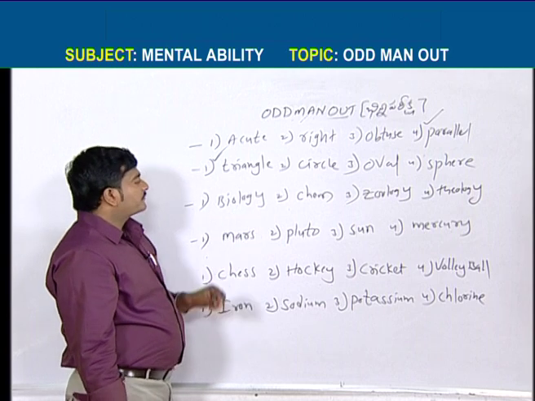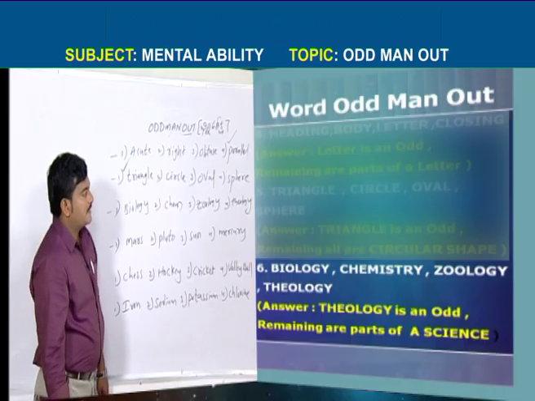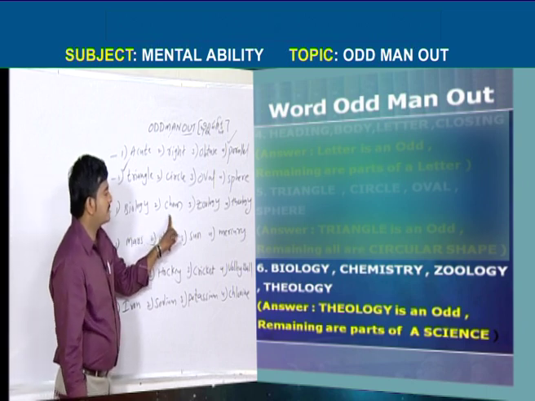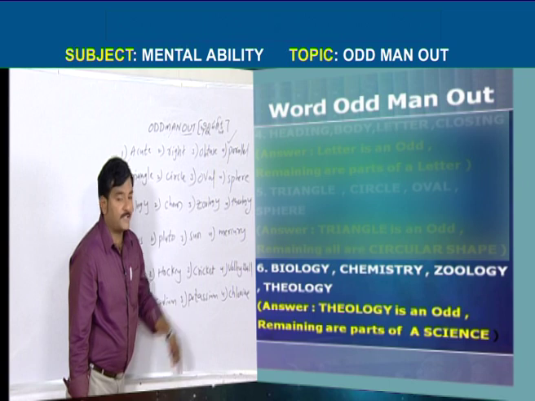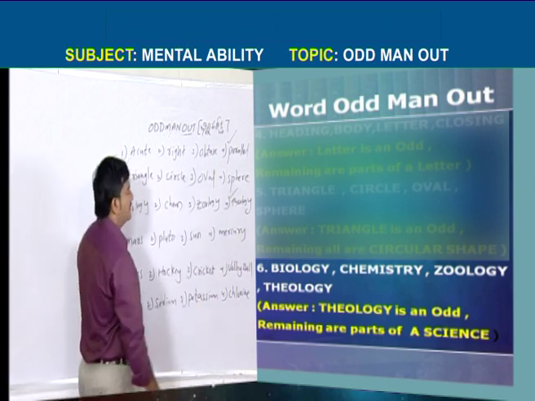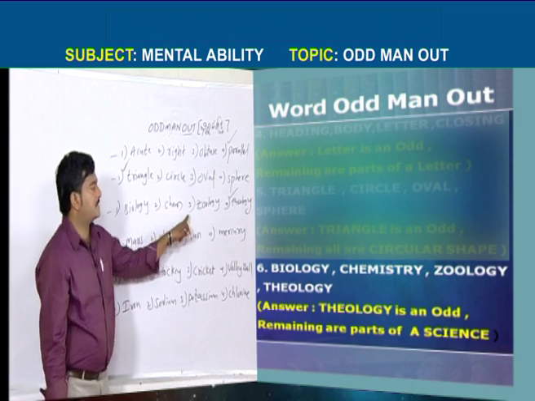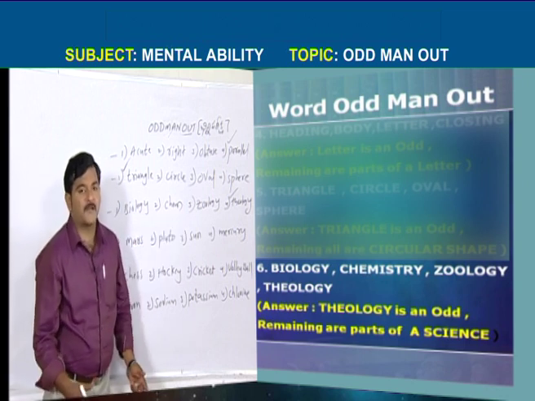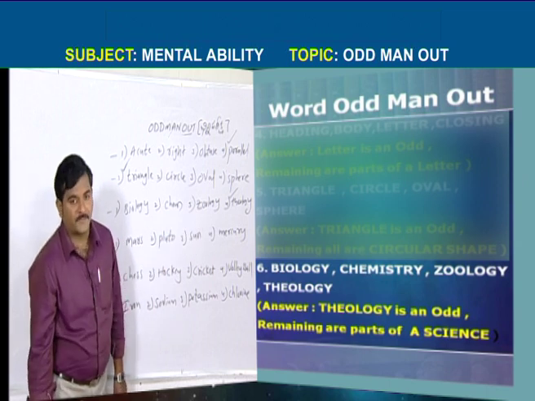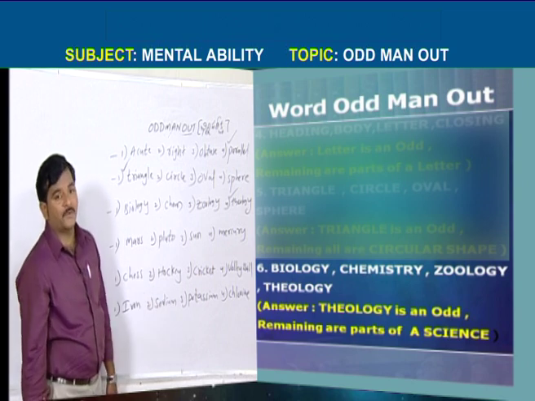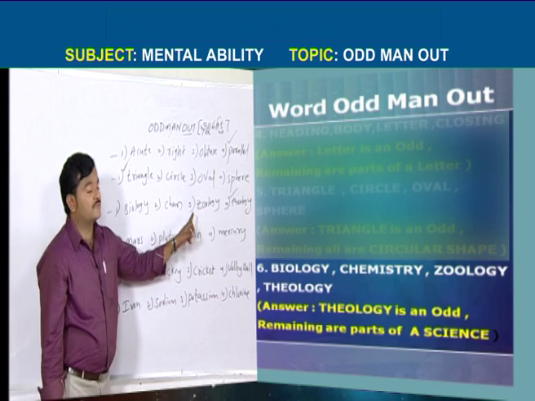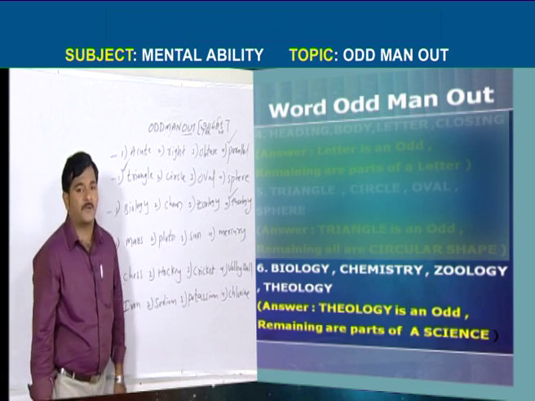Now observe here: biology, chemistry, zoology and theology. I repeat, biology, chemistry, zoology and theology. So what can we say? The answer is obviously the last one, because biology, chemistry, zoology, these three are parts of science, whereas theology is the study of religion. Study of religion is something purely different from these three. That is not part of science.